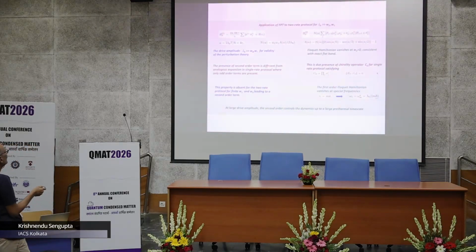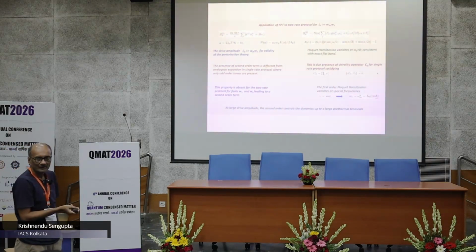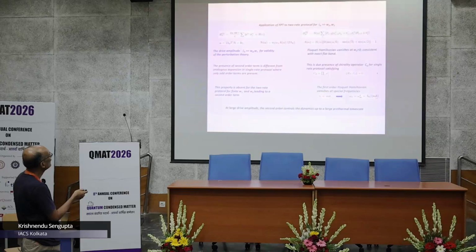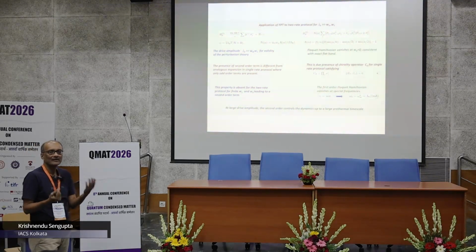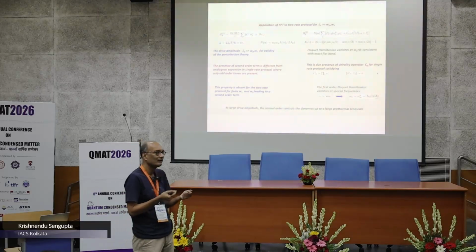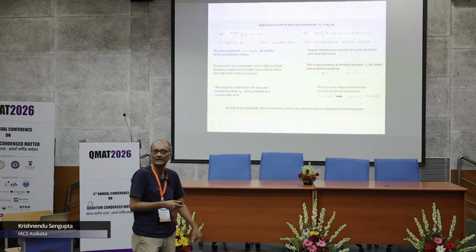Okay, so the drive amplitude needs to be large for the validity of this perturbation theory, and the Floquet Hamiltonian essentially vanishes at omega naught equal to 0, because you can show that both of these depend on omega naught. This is precisely what I was telling, because if you are at omega naught equal to 0, you are at the frozen limit and then there is no Floquet Hamiltonian.